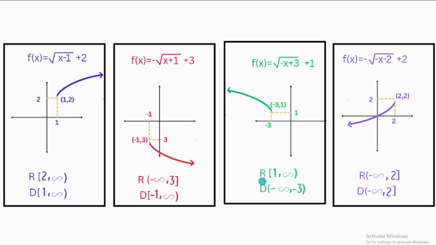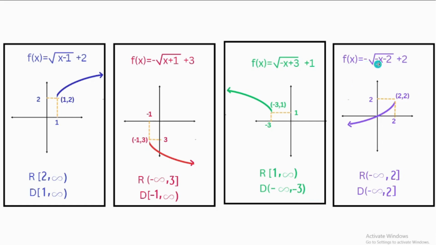Here, the range, we are talking about the y-axis. The y shifted by 1, so we will start from 1 to positive infinity. And the x-axis shifted by negative 3, so it will start from negative infinite to negative 3. And this should be closed at 3.